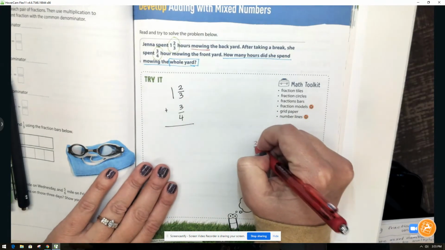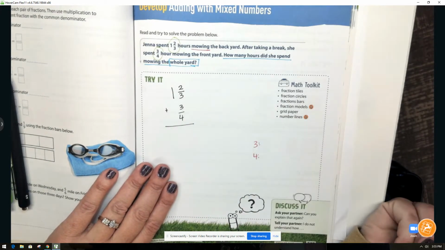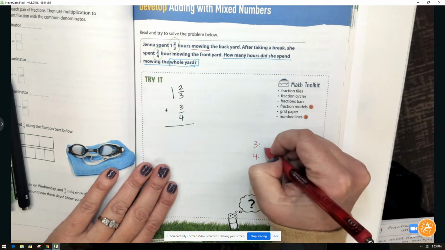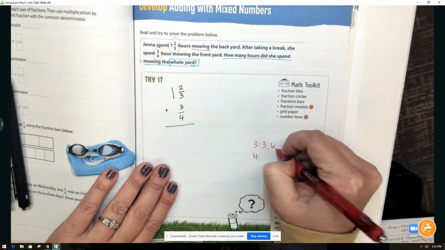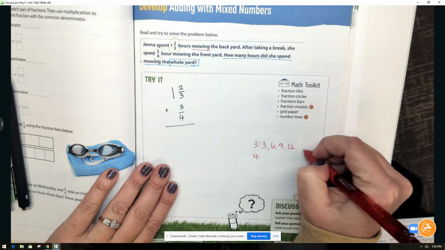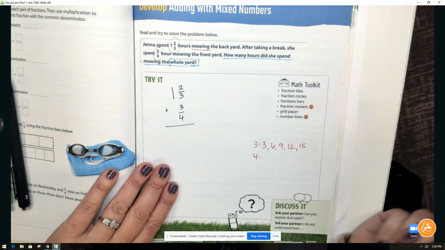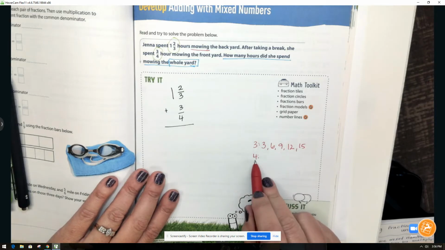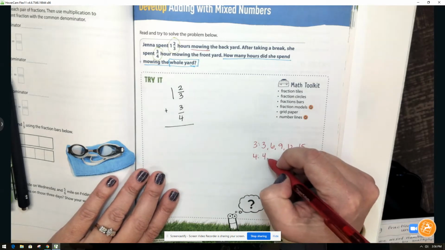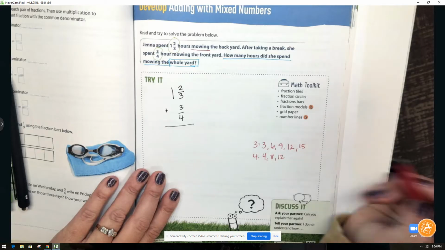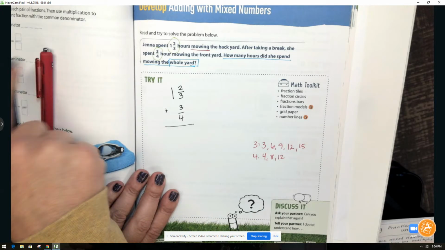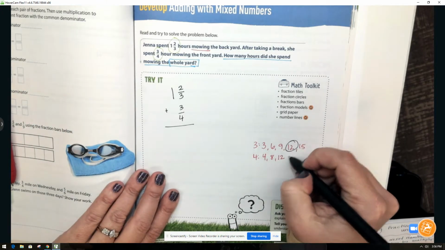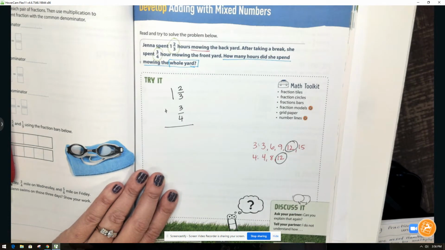So we're going to draw our 3 and we're going to draw our 4. So multiples of 3 are 3, 6, 9, 12, and 15. I like to do 5 just to make sure that we go all the way out. Our multiples of 4 are 4, 8, 12. And we know we can stop there because we can stop as soon as we find a common multiple.